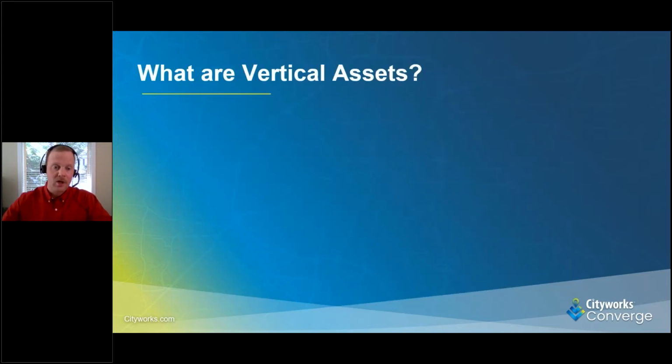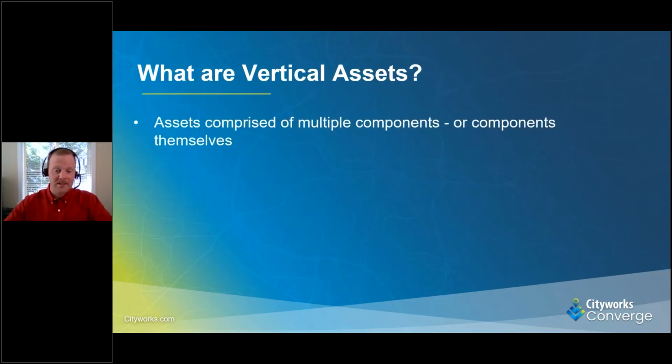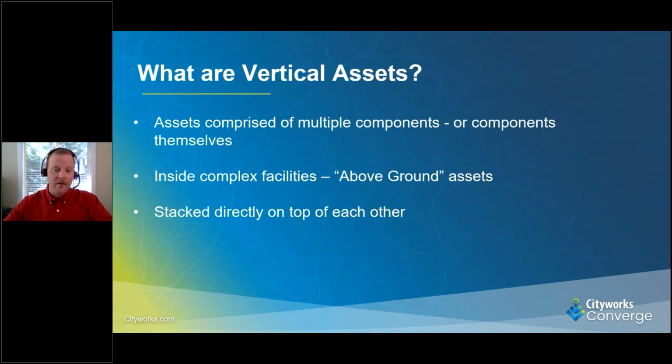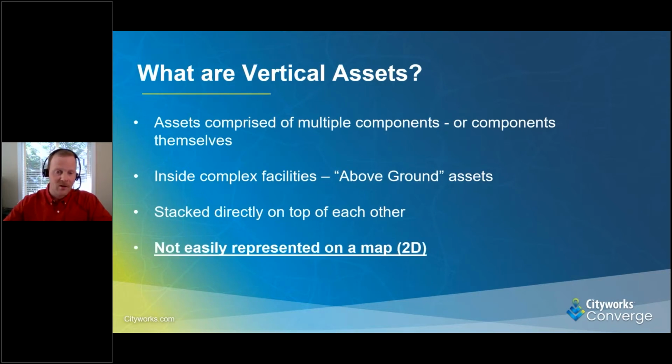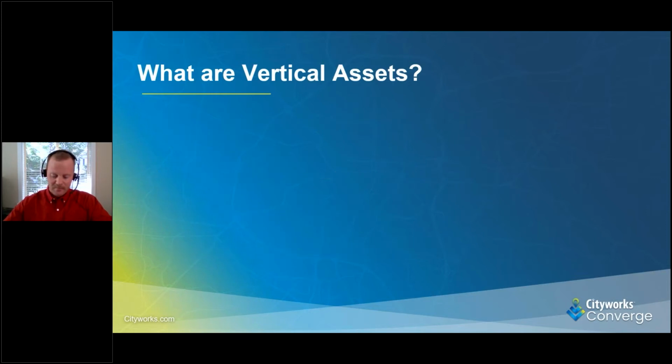A lot of you might already know what vertical assets are, but just a quick recap. Vertical assets are assets comprised of multiple components, or they are components themselves. They are typically inside complex facilities and sometimes referred to as above ground assets. They are often stacked directly on top of each other or configured in such a way that makes them not easily represented with your standard GIS data or on a map.